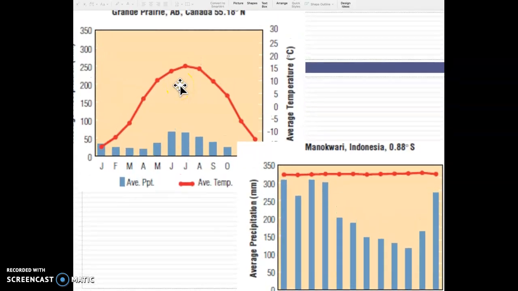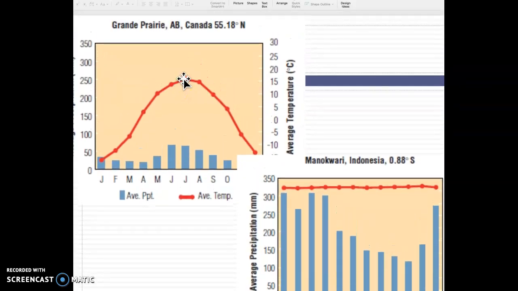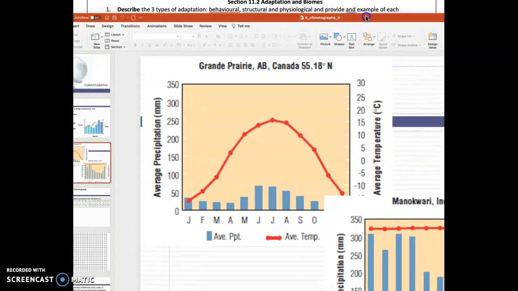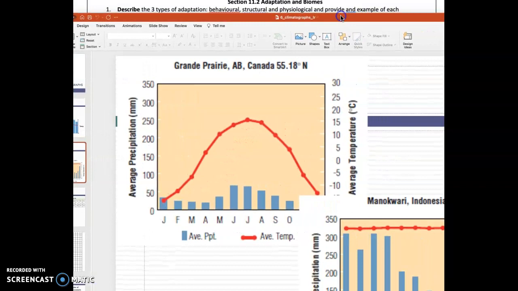Quite often the graphs will be different based on where you live. Go figure. Okay, so let's have a look. So Grand Prairie, Alberta, Canada. So that's about 8, 9, depends how fast you drive, 8 hours north of here. Okay, so average precipitation, not much. It doesn't rain much in Grand Prairie.